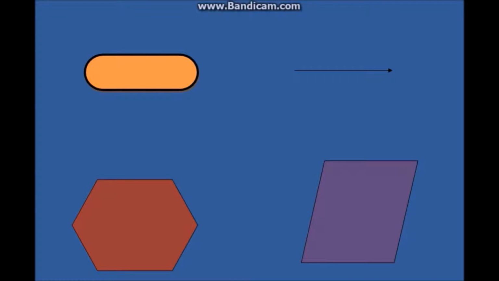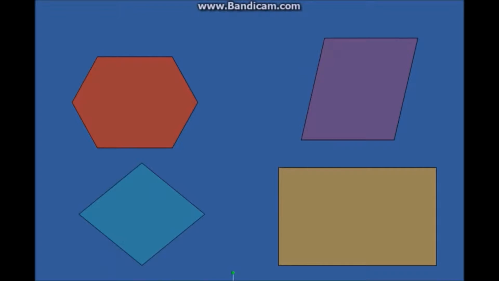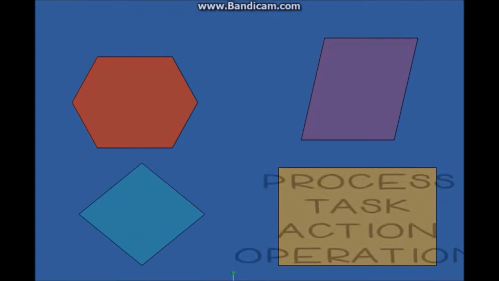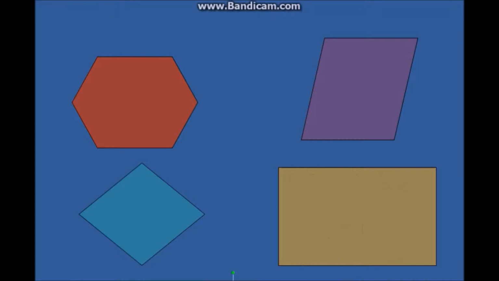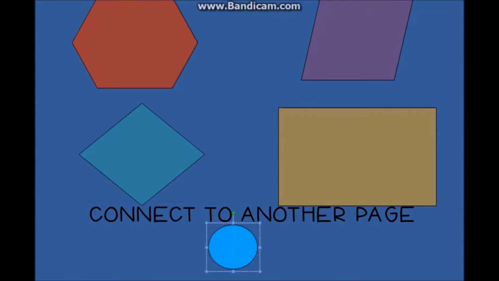A parallelogram is used to show input or output from a data source. A diamond, on the other hand, indicates a decision. It is usually followed by arrows leading to different outcomes. A rectangle is used to show a process, task, action, or operation. The text included inside the rectangle is usually a verb. Lastly, a circle. It is used to connect to another page or another section of the chart.